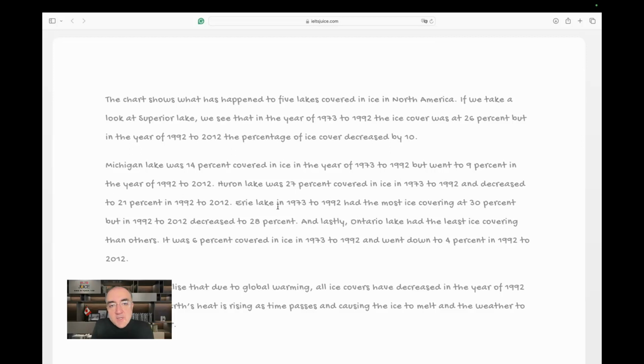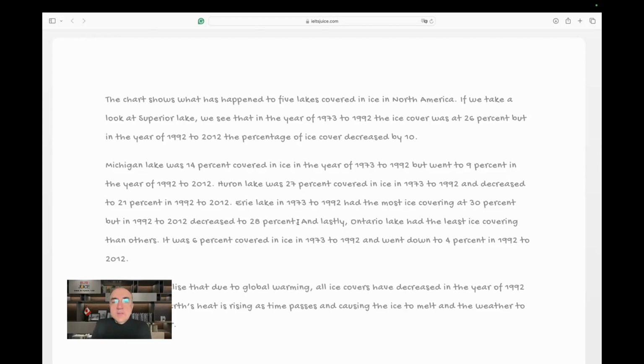Lake Erie, yeah, from left to right. Lake Erie in 1973 to 1992 had the most ice covering. I need a comma here at 30%. I need a comma here after percent. But in 1992 to 2012, again, decreased to 28%. Fine.